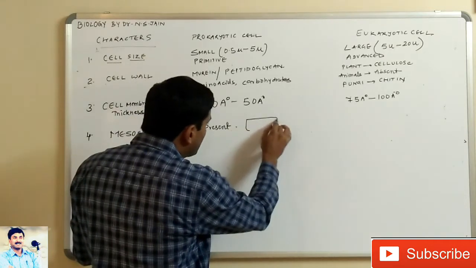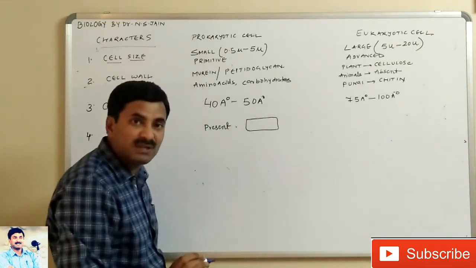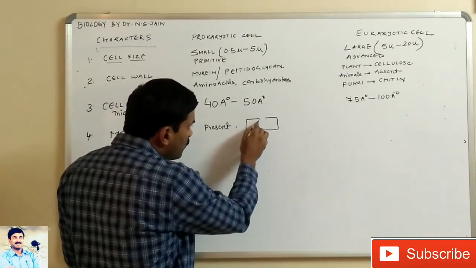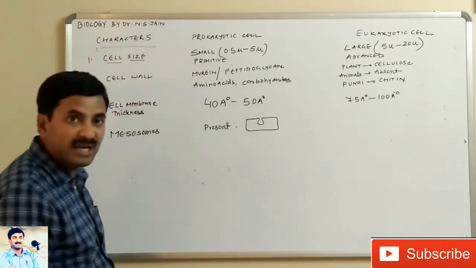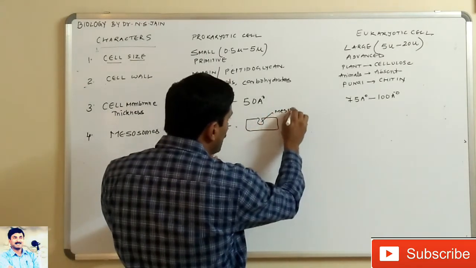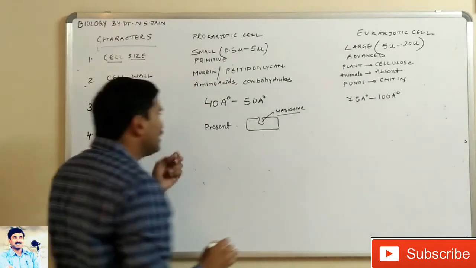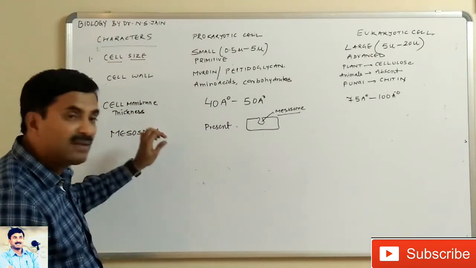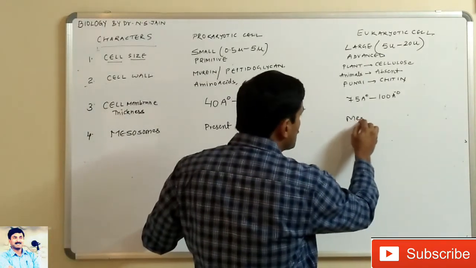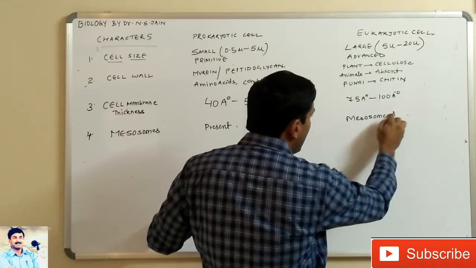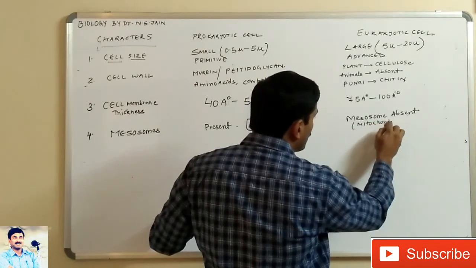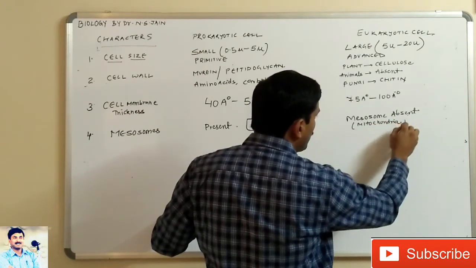See here, this is the bacterial cell and this is the cell membrane. What happens is that this cell membrane folds inward and it forms a mesosome. So this is the mesosome. Mesosomes are formed by the infoldings of the cell membrane and they work just like the mitochondria. So here the mesosomes are present, but here the mesosome is absent. Why? Because mitochondria are present, so there is no use of the mesosome.